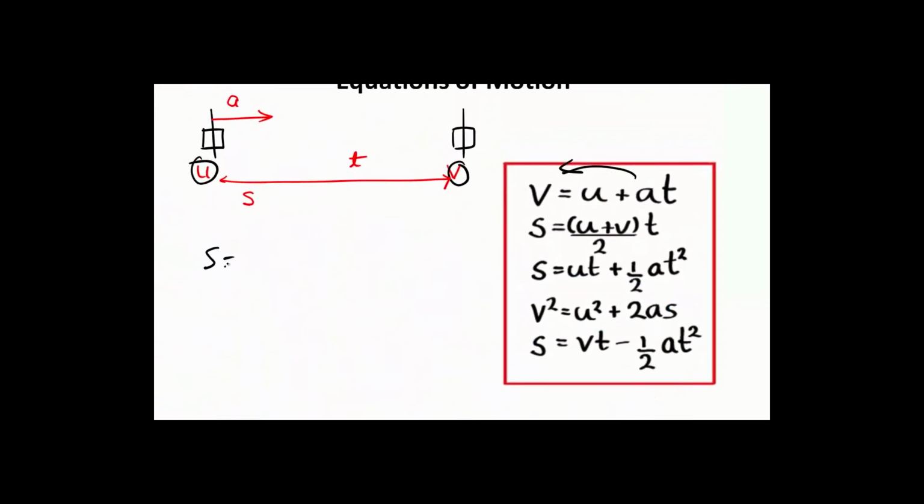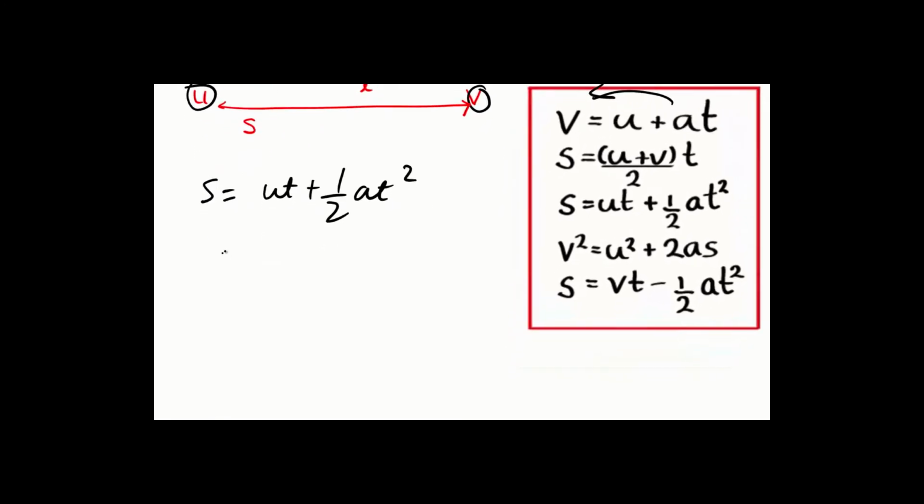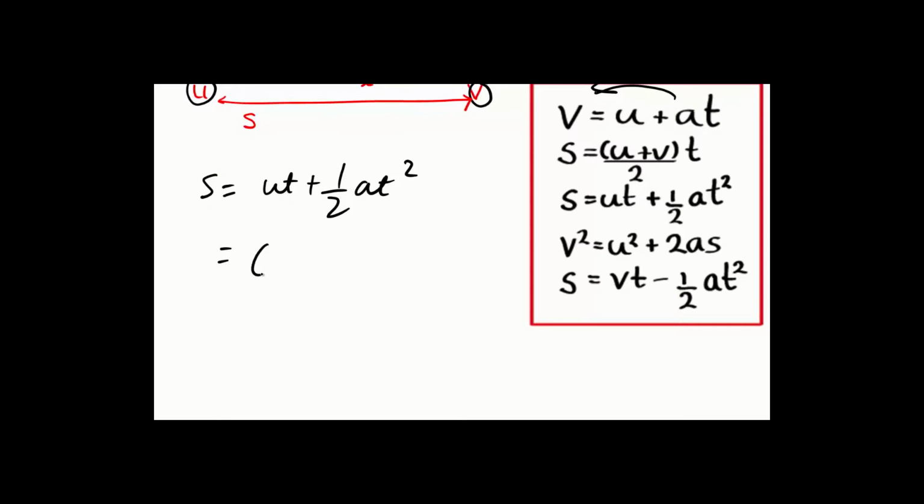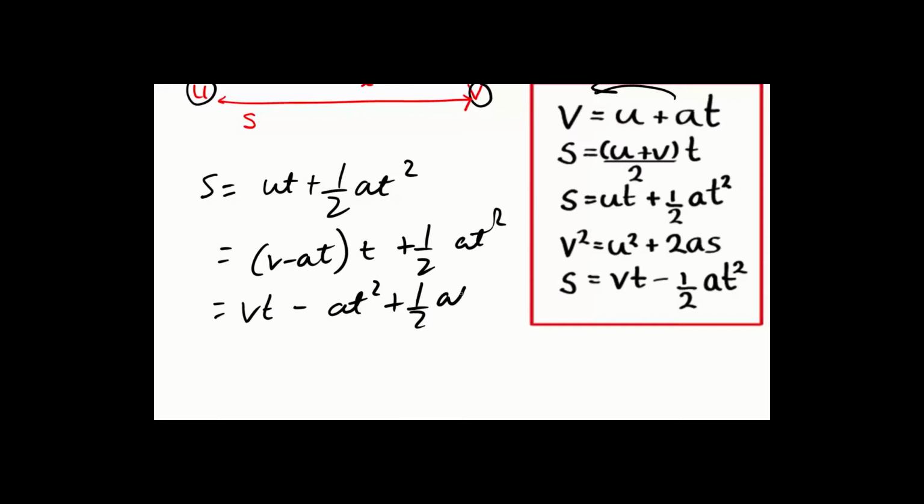And finally, taking the second equation, s equals ut plus half at square, and replacing u as v minus at, so v minus at into t plus half at square will give me vt minus at square plus half at square. So this gives me my final equation, s equals vt minus half at square.